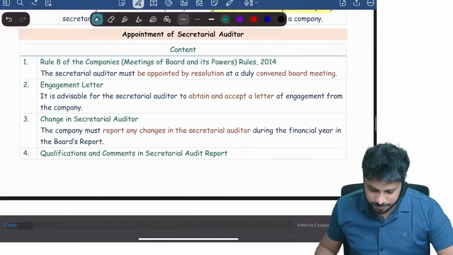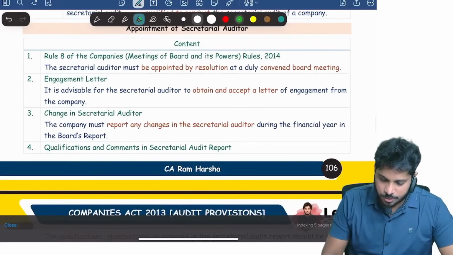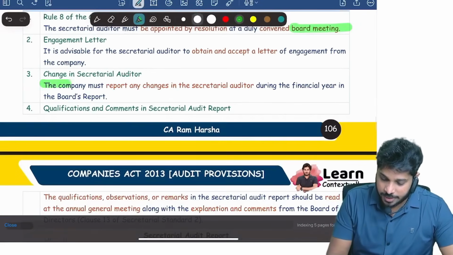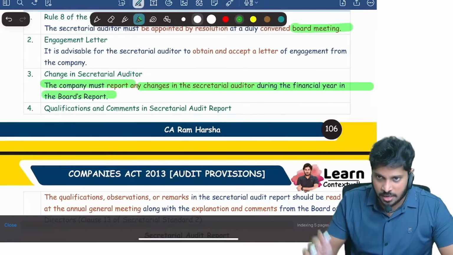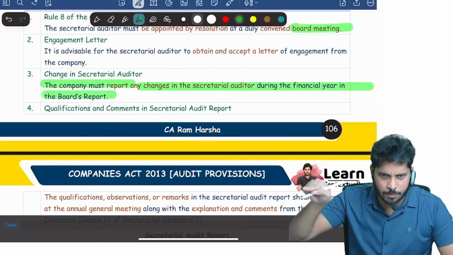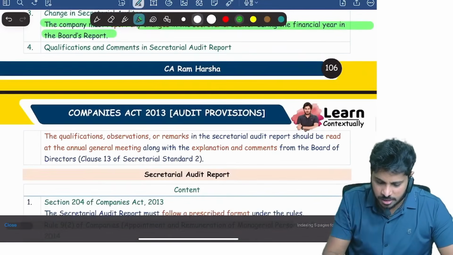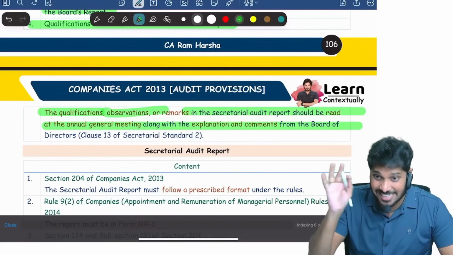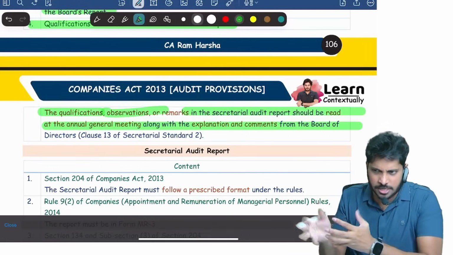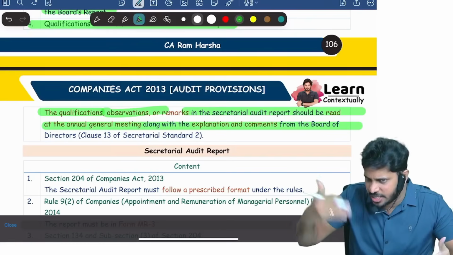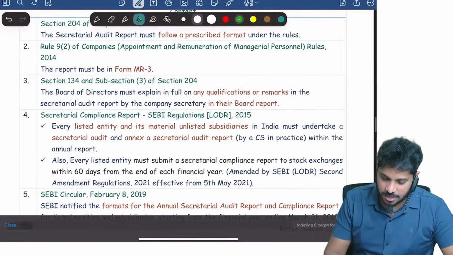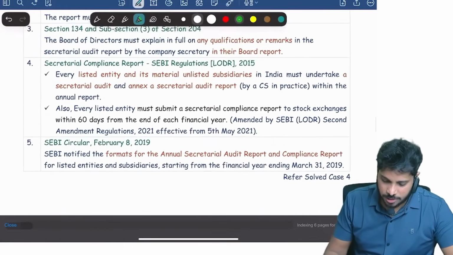Okay, next. Now, what is the procedure for appointment? Obviously, board of directors. Yes or no? Then the company must report any changes in the secretarial auditor, like who was originally appointed, we removed him and we appointed somebody else, all that. The qualifications and observations, the secretarial auditor might have given some negative remarks, qualification remarks, all that should be read out in the AGM. That's it. And secretarial audit report, nothing but the same is there.